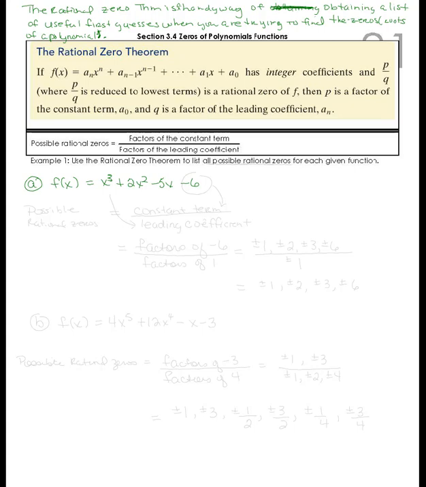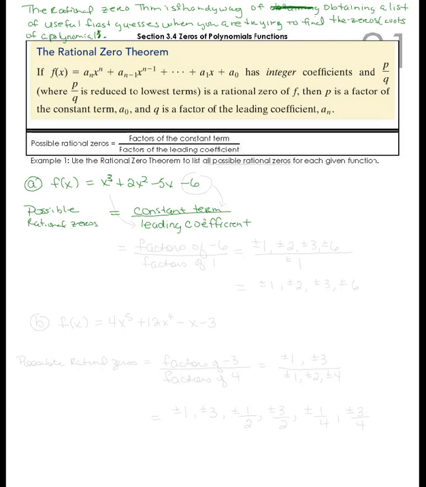Well, here's the formula. We're looking for factors of the constant term over the factors of the leading coefficient. And I didn't write factors, but you still have the equation that's there.